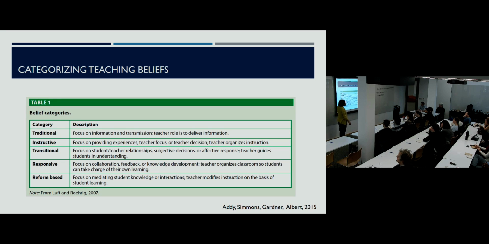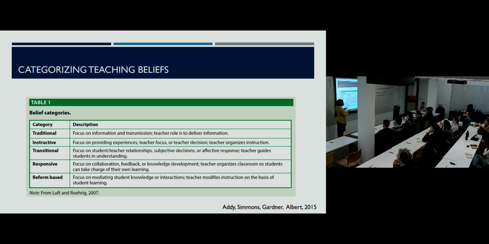So what do I mean by these categories? I'm not going to read them individually, but you can imagine that traditional would mean my role as an instructor is to deliver information. We call that sage on the stage. There are all these terms for that. So some faculty or students might have traditional beliefs about things. Instructive is more about what experiences I can provide. Maybe I want to provide course outlines and things like that for my students, which is all very good. But those are more instructive, and instructive would mean it doesn't go beyond that.